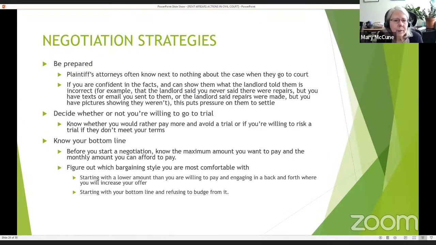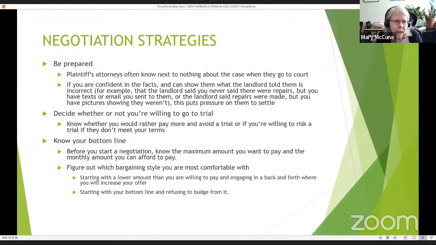For example, the landlord said, you never said there were repairs, but as we said before, you actually have texts or emails from them acknowledging there were repairs. Or they say, what repairs? We didn't know there were repairs. There weren't any repairs, and you have pictures or printouts of violations. All of that can make the landlord's attorney less confident in their case and less willing to go to trial.